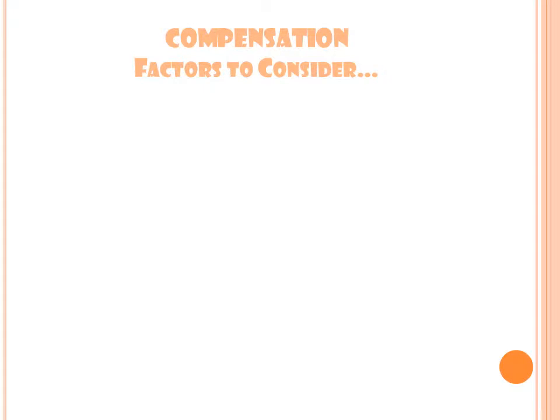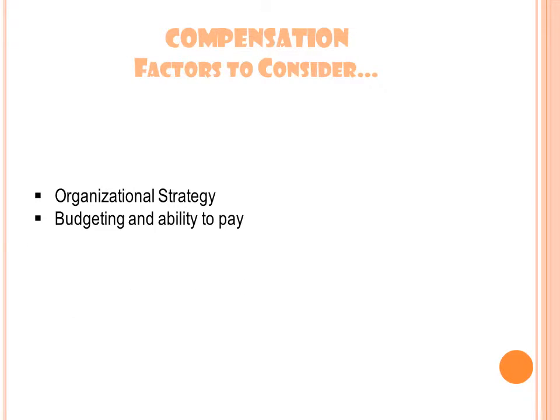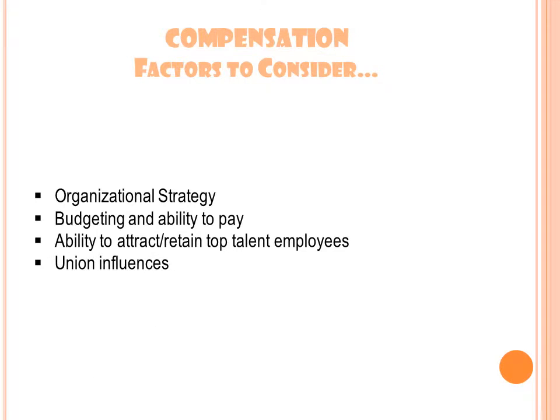When determining compensation strategies, several factors come into play. The overall organizational strategy and how the compensation plan fits into that strategy. Budgeting and the ability to pay is a major factor when determining compensation. Organizations want to be able to pay their employees enough to attract and retain top talent employees. And they must also be aware of any union influences that may affect the compensation they offer employees.